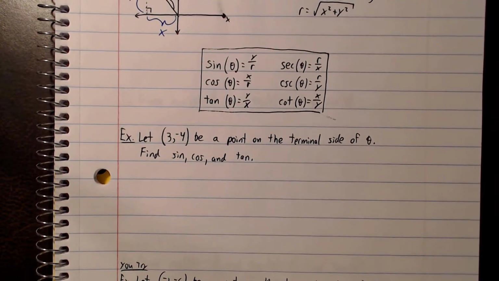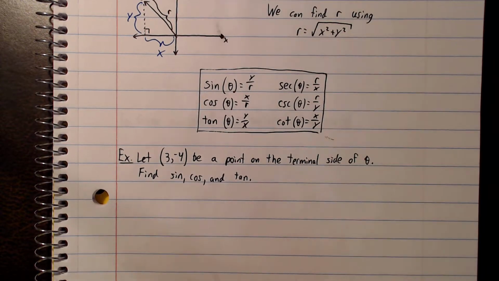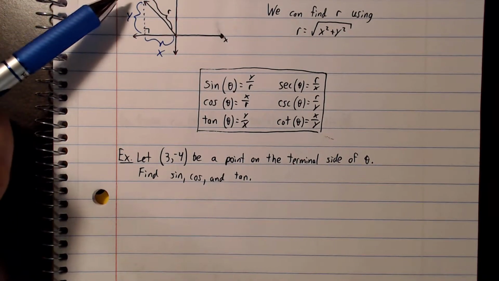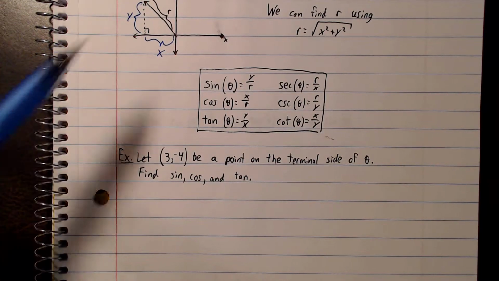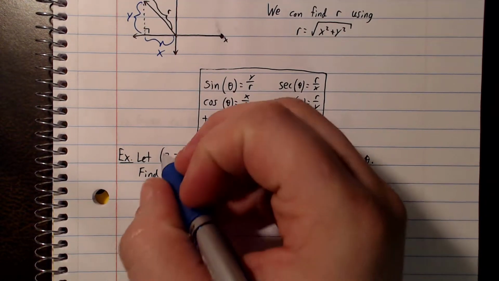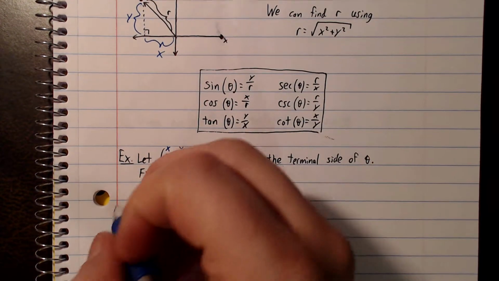Alright, so here's how our problems are going to work. I'm going to leave this information up so we can still see it. Okay, we want to let (3, -4) be a point on the terminal side of theta. So it's going to be a point somewhere up here, right? And we want to find the values of sine, cosine, and tangent. So we know our x and our y coordinates, but we need to find r.